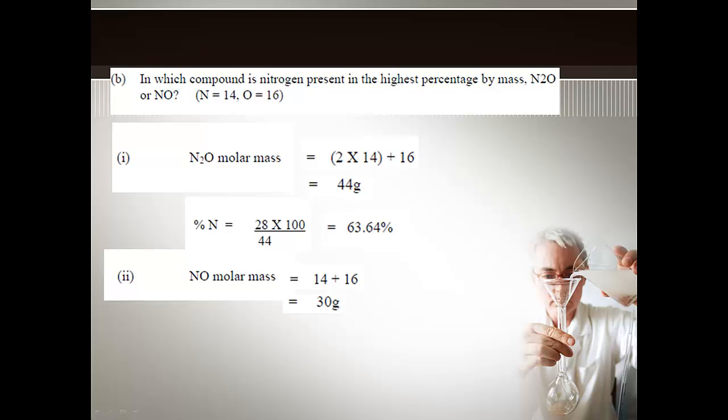NO is nitrogen and oxygen, so 14 plus 16 is going to be the molar mass, 30 grams per mole. Okay, what about the percentage nitrogen? It's going to be 14 divided by 30 times 100 to give us our percentage, 46.7%. Higher percentage by mass in the N2O, isn't it? A higher percentage of nitrogen by mass.